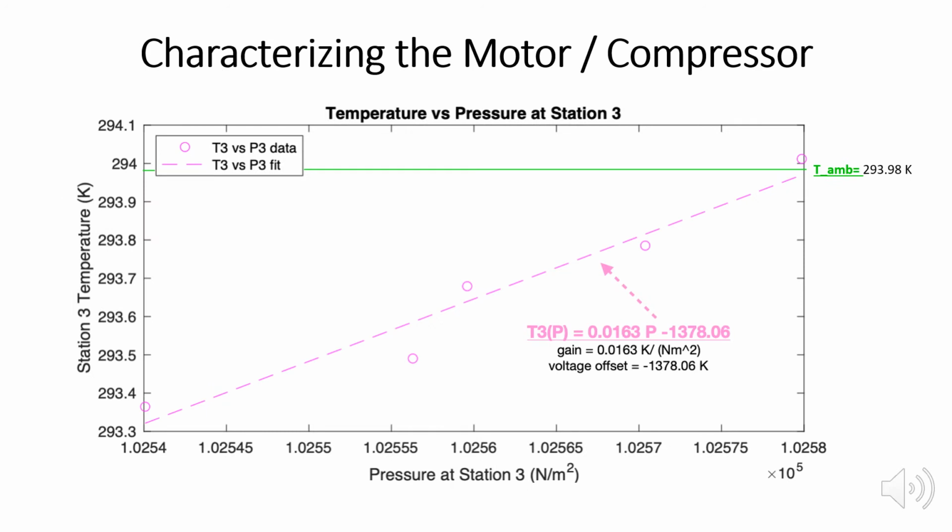Contrastingly, the value of T3 is expected to be close to ambient temperature, if not exactly ambient temperature, because it is the temperature collected on the output side of the heat exchanger. This is expressed in the graph above because T3 is almost a constant value, which is expressed in the small gain we computed of 0.0163.